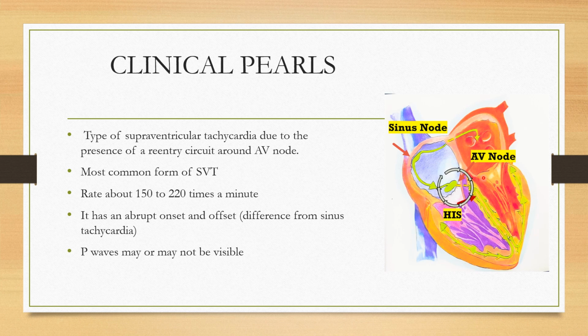But this is not the case in the case of AVNRT, as we have seen it previously. There was no P wave visible because these P waves were actually present within this QRS complexes and were not seen. The P waves, if they are seen, they are usually seen at the end of the QRS complexes. So if you can see a P wave or without a P wave, in both cases, AVNRT is a possibility. So these are the learning points for today.